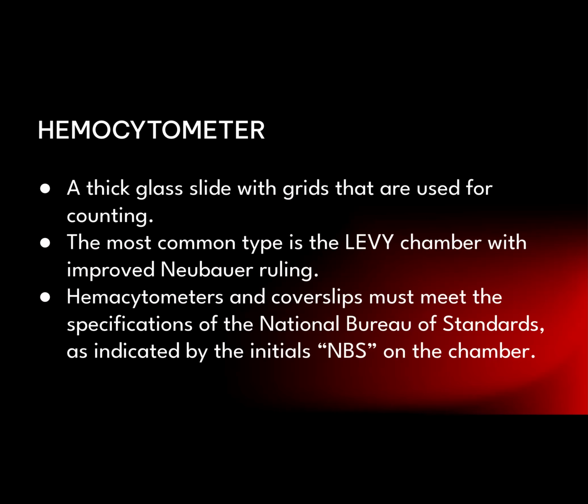So next, let's talk about the hemocytometer itself. The hemocytometer is described as a thick glass slide with grids that are used for counting. The most common type is the Levy chamber with improved Neubauer ruling. Hemocytometers and cover slips must meet the specifications of the National Bureau of Standards, as indicated by the initials NBS on the chamber.